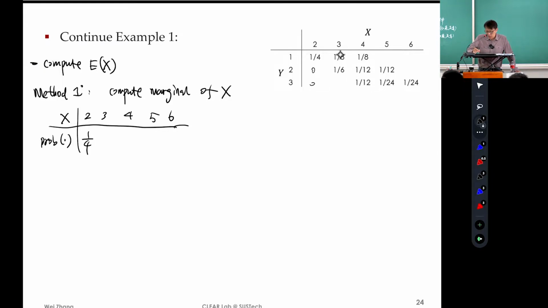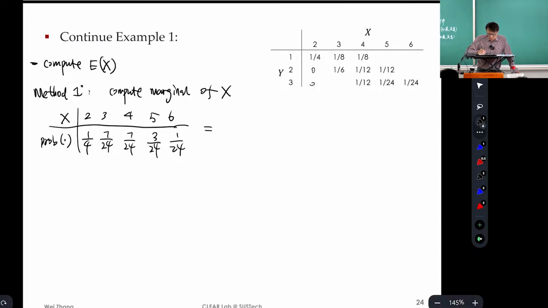X equal to 3 is the sum over this column, which will be 7 over 24. And then you sum over all the three numbers for x equal to 4, 7 over 24. That's weird numbers. Equal to 5 is 3 over 24, or 1 over 8, right? This is, guys, 1 over 24, okay? All the 6 numbers summed together should be 1. That's the marginal.